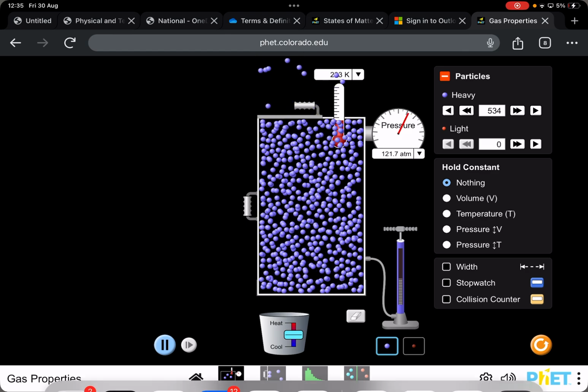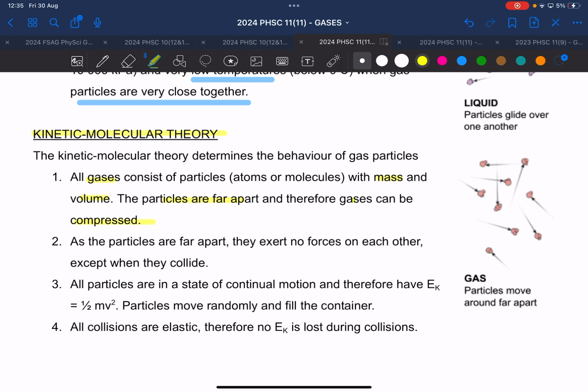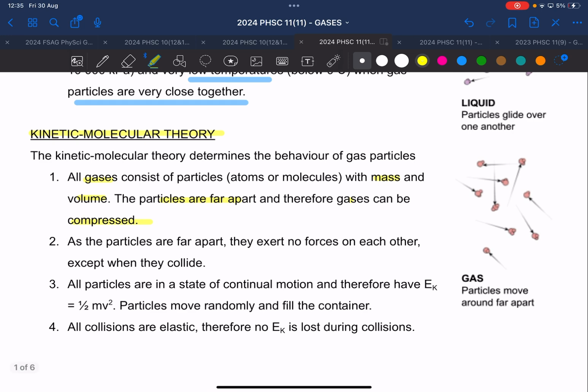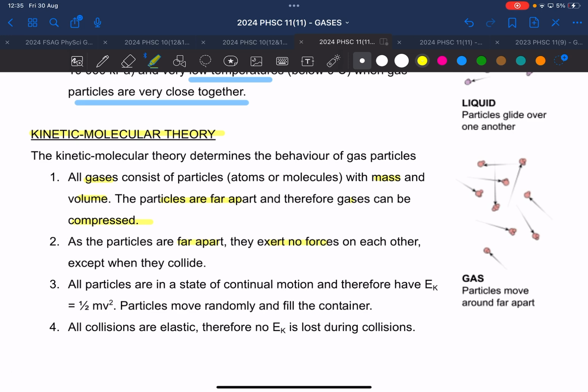Like that. Okay, right. Then if the particles are far apart, they exert no force on each other. If they're far apart, there's no attraction. It's almost like a long distance relationship. Then there's no attraction force, except when they collide. When they accidentally come towards each other, push, they collide and they're gone.